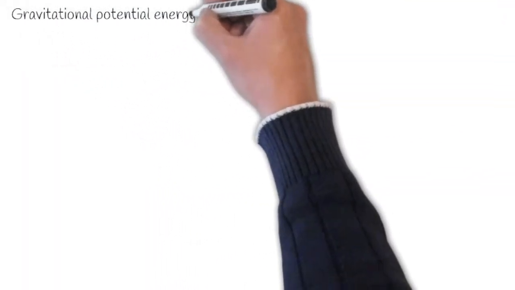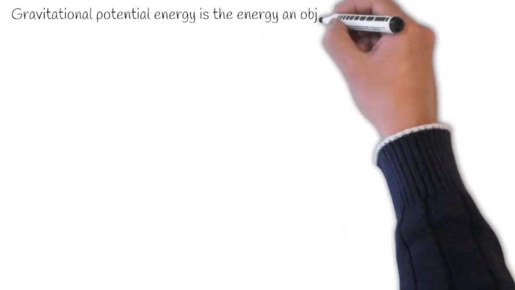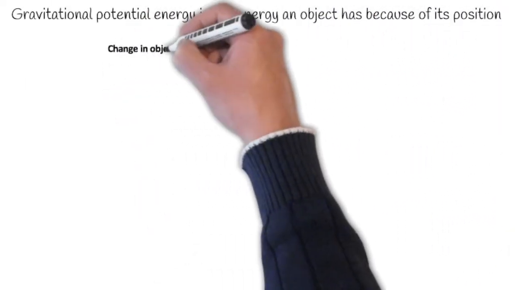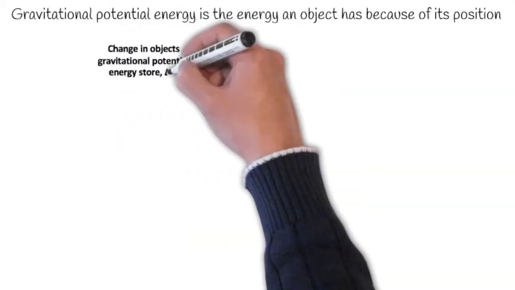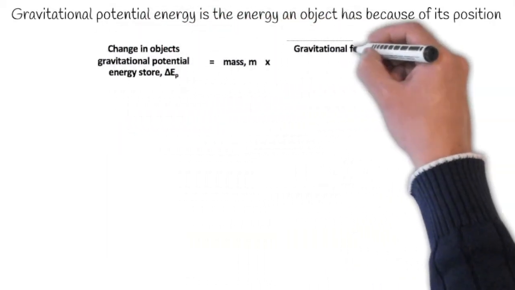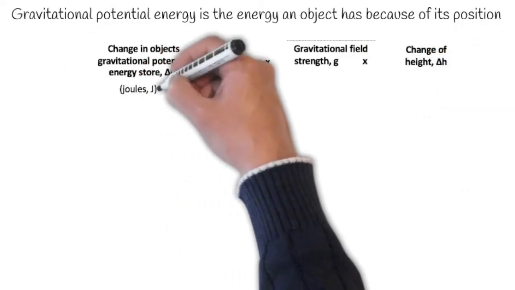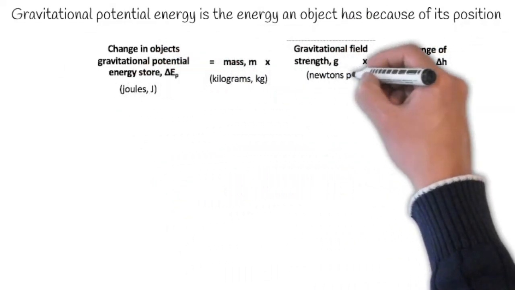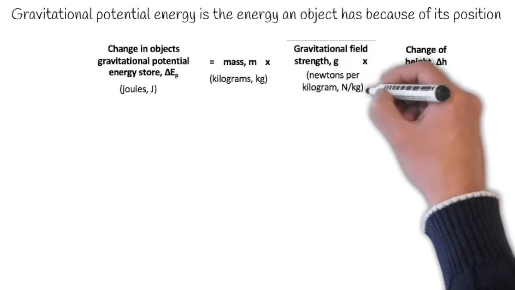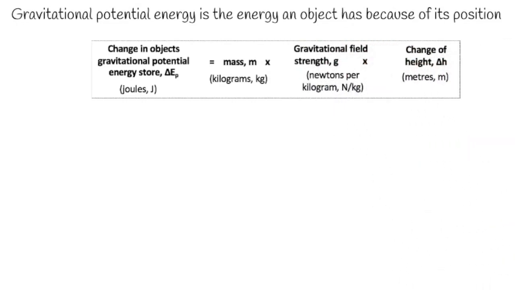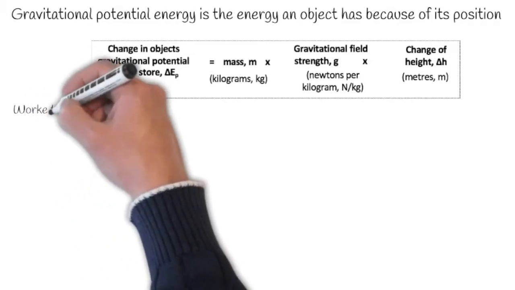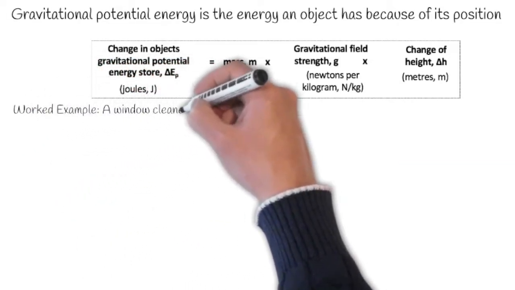Gravitational potential energy is the energy an object has due to its position. The equation we need to remember is change in object's gravitational potential energy is equal to mass times gravitational field strength times change in height. Gravitational potential energy is measured in joules, mass in kilograms, gravitational field strength in newtons per kilogram, and change in height in meters. Let's go through a worked example.